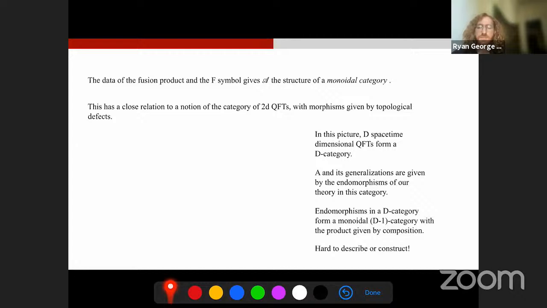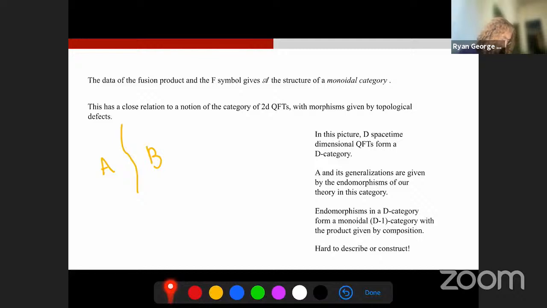This structure is very analogous if you want to study, say, the category of two-dimensional quantum field theories. How could you do that? One way to define a morphism between quantum field theories is to say that you have a topological defect between them. So we could have theory A, theory B, and some morphism would be a topological interface where they meet. Then there would be a map: if you had any operator in B, you could wrap it by this interface and get an operator in A, and vice versa.